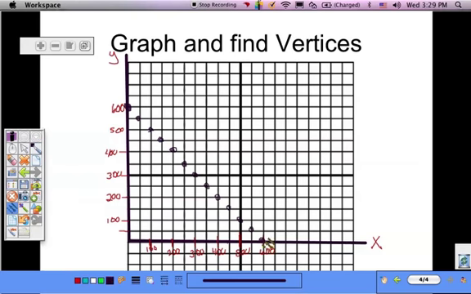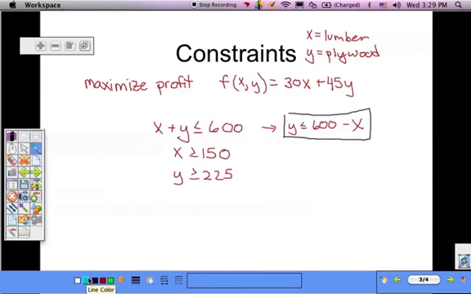Okay, and connect our line right here. Let's go back and take a look at our next one. I'll do this one in blue.